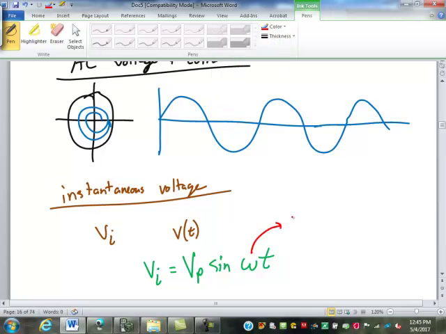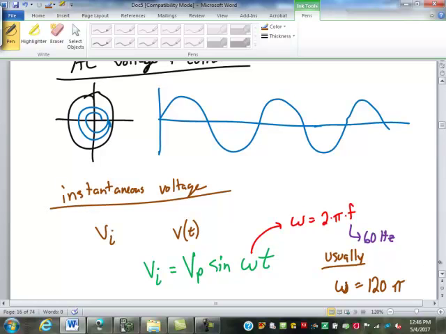Omega is 2 times pi times our frequency. Remember, the frequency for AC power is usually what? 60 hertz. So typically, omega is going to equal 2 times pi times 60, which will be 120 pi. That is our typical value for omega.